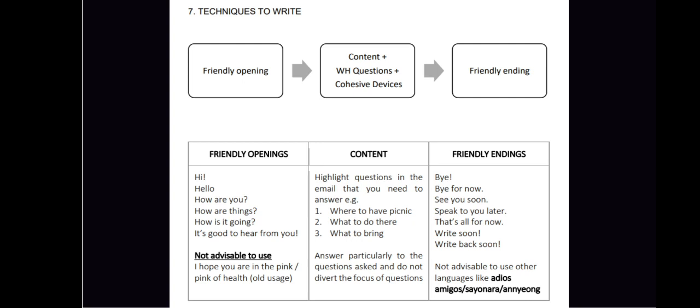Number two, look at the content. When you write the content, you have to look at the WH questions. For example, in the question just now, it is stated where to have the picnic together, what to do there, and what to bring. So you have to know what the questions in the email are that you need to answer. This is one of the most important things that you have to remember.